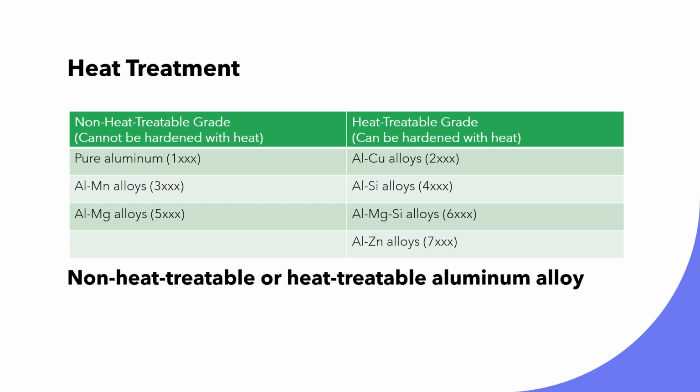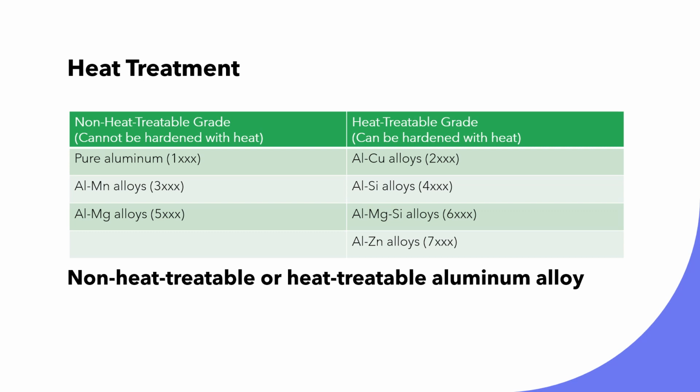So here we have two groups going on. One is a non-heat treatable grade and the other one is a heat treatable grade. So this group, aluminum cannot be hardened with heat, and that group it can be hardened with heat. In this group we have 1 series, so that's a pure aluminum. 3 series is aluminum manganese, and 5 series is aluminum magnesium alloys. Some people call it 5th series.